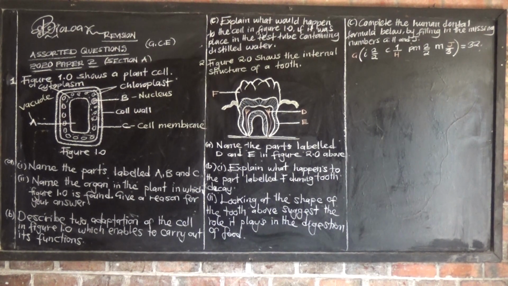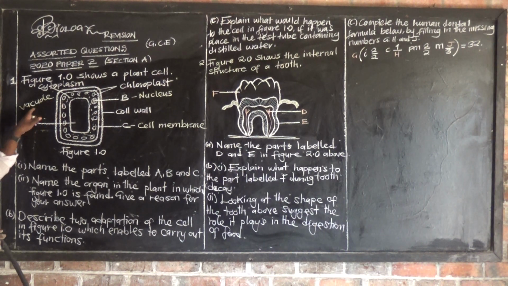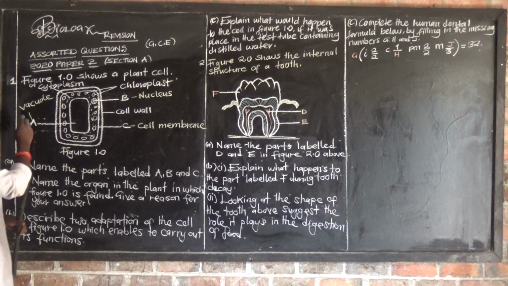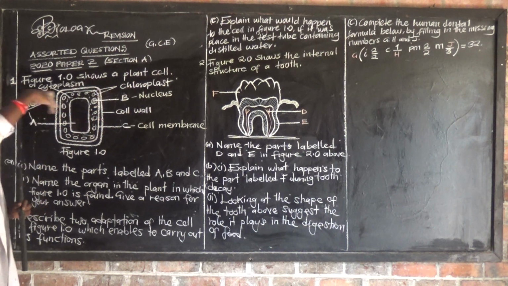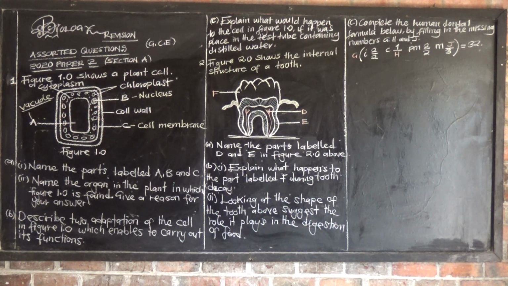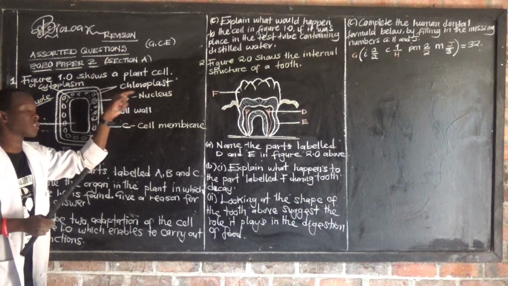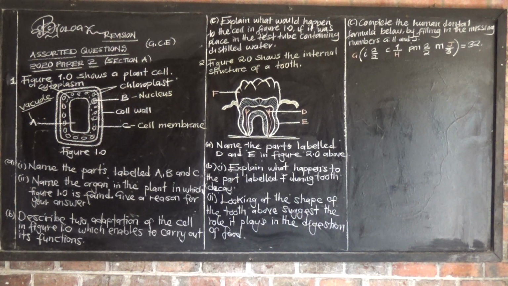Now maybe for the sake of revision, we can go through the function of these parts, right? So we have our vacuole. The function of the vacuole is to store cell sap, a solution of salt and sugar. Then the cytoplasm is a site where all cell activities take place. Then the chloroplast contains chlorophyll, which traps sunlight energy needed for photosynthesis.